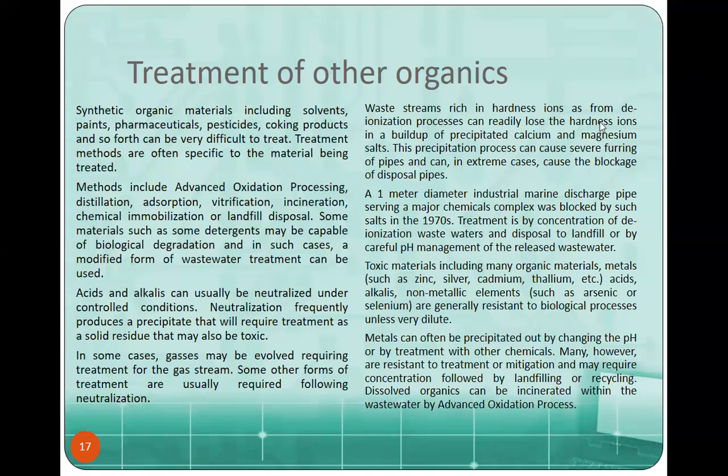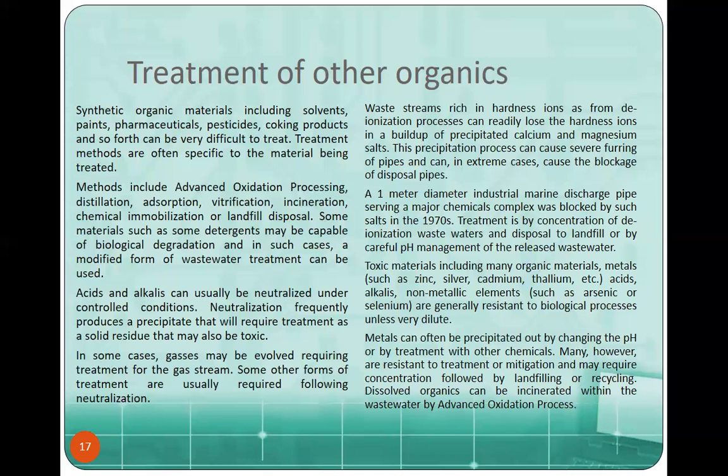rich in hardness ions, as from the deionization processes, can readily lose the hardness ions in a build-up of precipitated calcium and magnesium salts. This precipitation process can cause severe fouling of pipes and can, in extreme cases, cause the blockage of disposal pipes. A 1-meter diameter industrial marine discharge pipe serving a major chemical complex was blocked by such salt in the 1970s. Treatment is by concentration of the deionization wastewater and disposal to landfill or by careful pH management of the released wastewater.